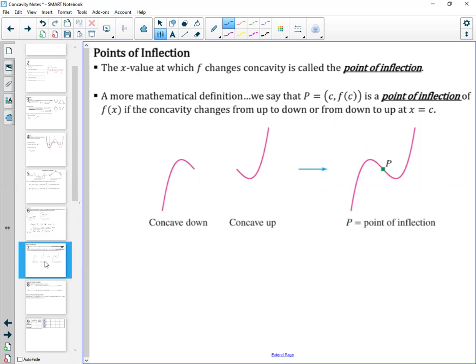The concavity changes from down to up. So this is kind of a way to think about it, down and up. And if I put them together, the place where they meet is called the point of inflection.